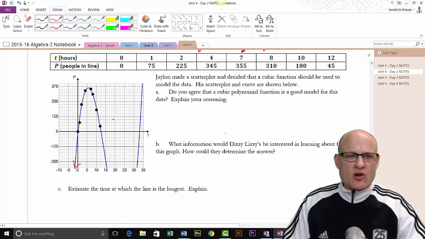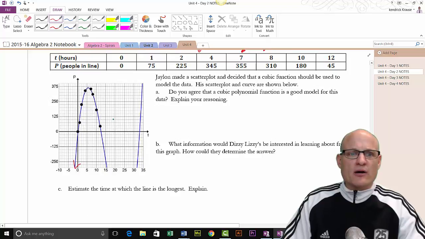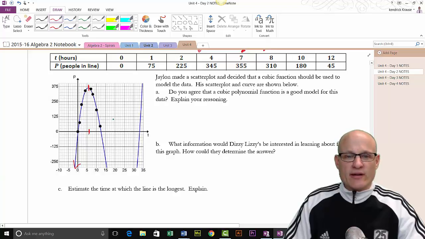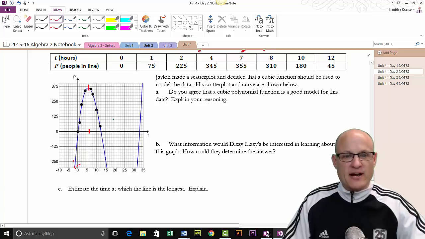Estimate the time where it's at its longest. Well, I'm going to guess somewhere around here would be its longest time. So that looks like it might be, I don't know, somewhere between 4 and 7 hours, maybe 5.5 hours. What did I write on here? I think I wrote 5.5, about 5.5.